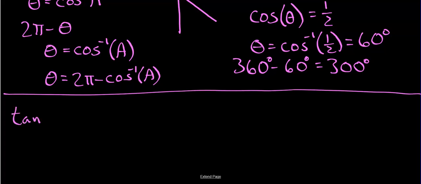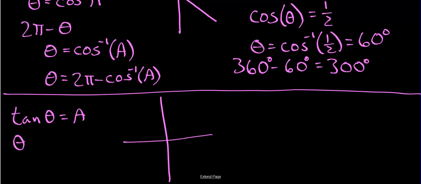Okay, so here we go. Let's suppose tangent theta is equal to A. Let's suppose A is positive, and it really doesn't matter. I'm just using positive, but it will generalize even if A is negative. And let's suppose that theta is equal to inverse tangent of A. That's going to give us an angle down here. Now, if theta happens to be positive, we also know there's another angle over here in this quadrant.